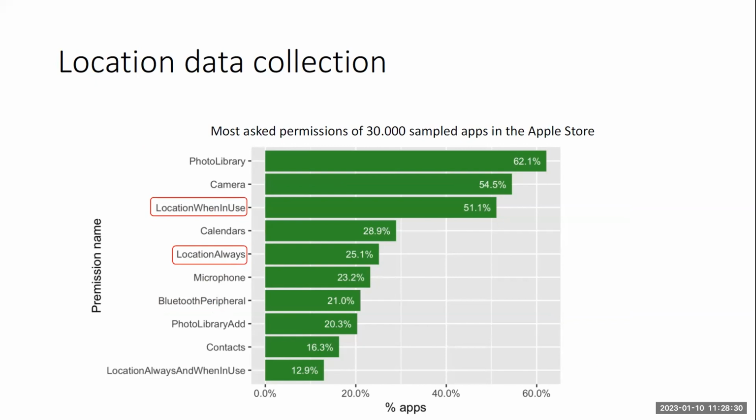A study that sampled 30,000 random applications from the Apple Store showed that this data is collected by 1/4, or 25%, of the applications all the time, and by half of the sampled applications when the application was in use. So this shows that basically location data is also collected massively by companies, by applications.